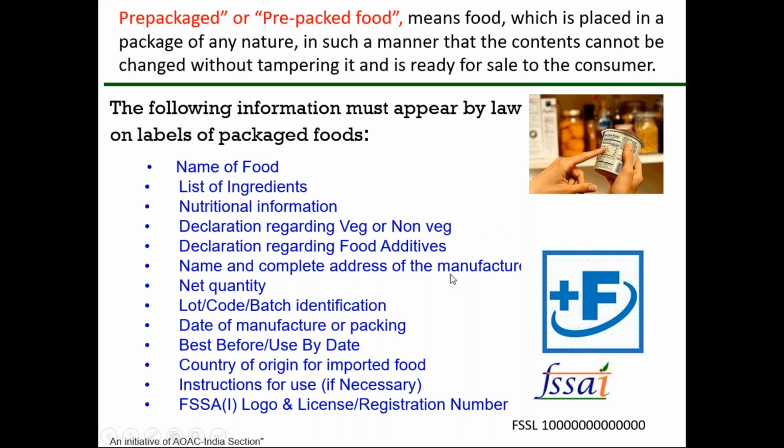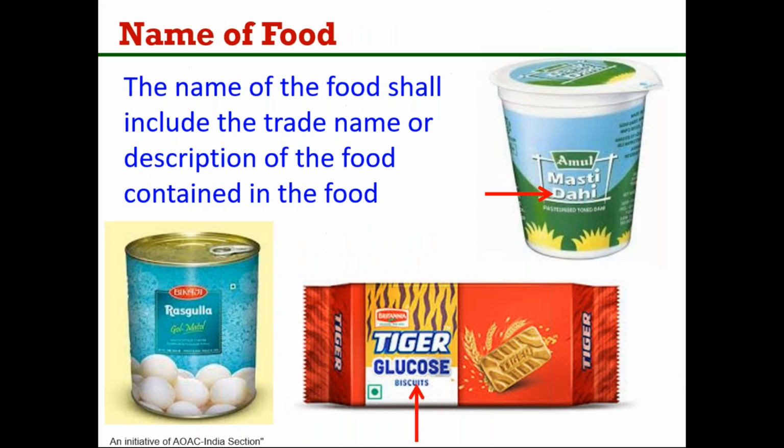In addition, every packaged food must display the FSSAI logo and the FSSAI license and registration number. And now we have a regulation for fortified foods, and if the food is fortified as per FSSAI regulation, it can carry this fortified mark so that people can identify the food by this mark. So let us look at each one of these labeling requirements.